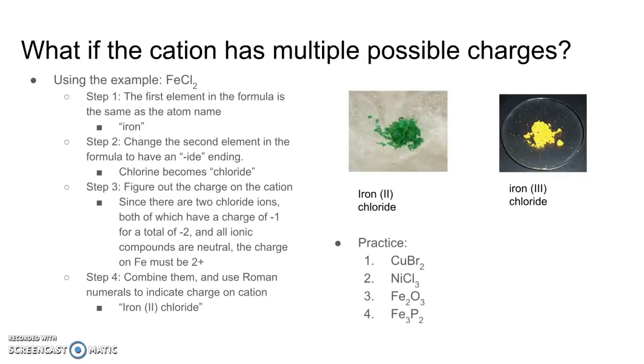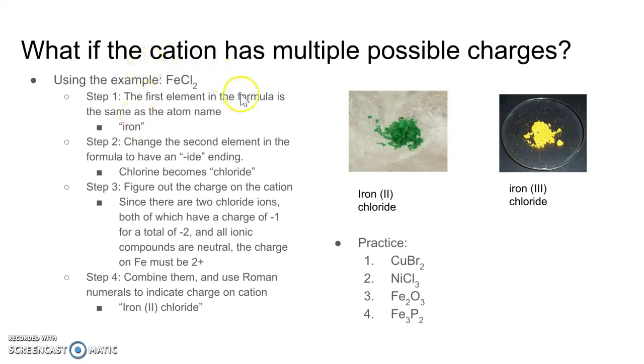Okay, next potential situation. If the cation, remember that's the positively charged ion, has multiple possible charges. If you remember which particular family in the periodic table has that happen, that's the transition metals. So almost all transition metals have multiple possible charges. So these rules essentially apply for transition metal containing ionic compounds.